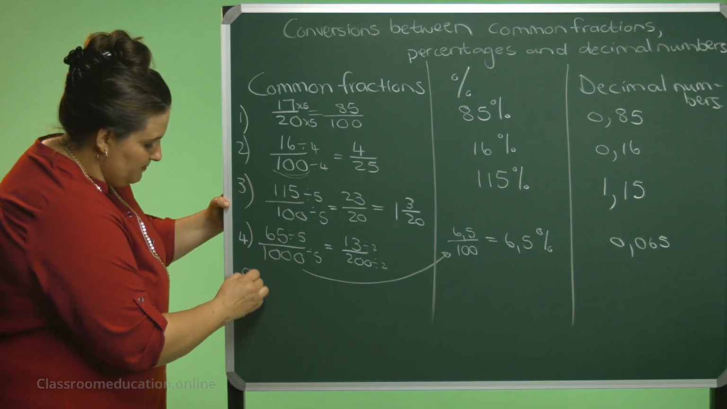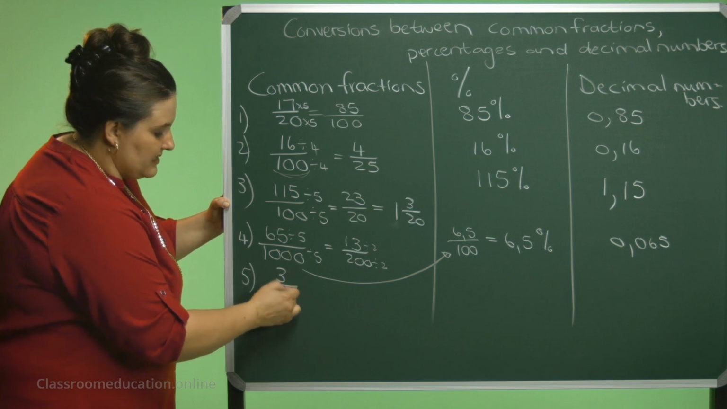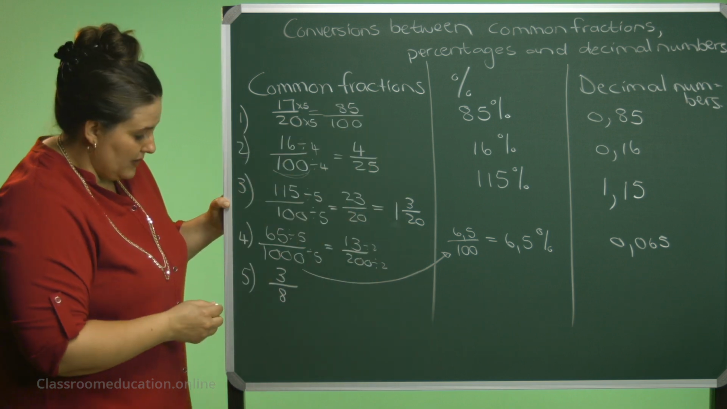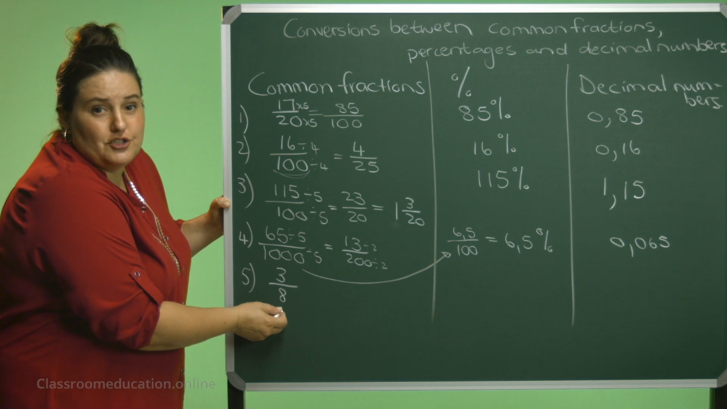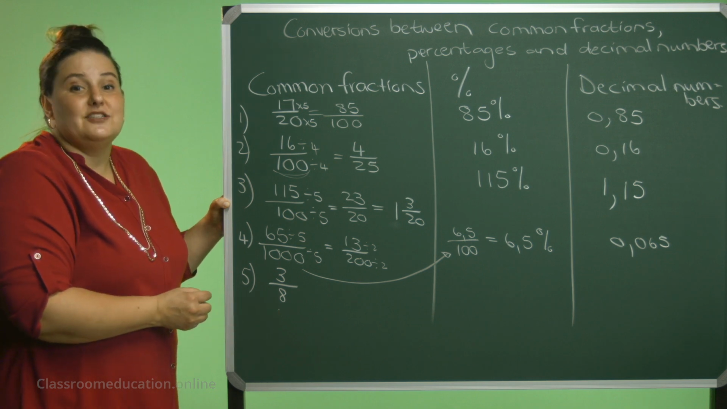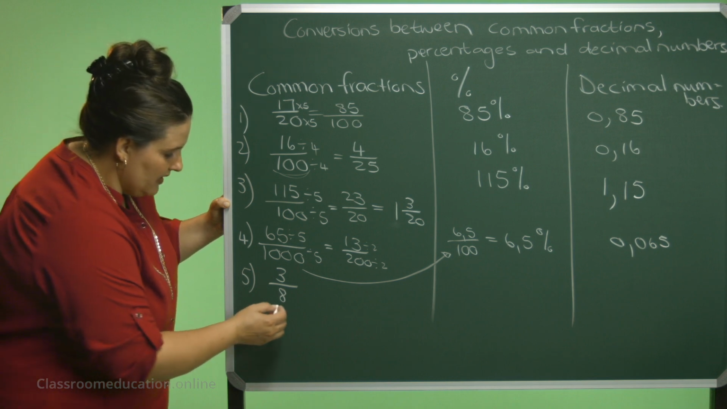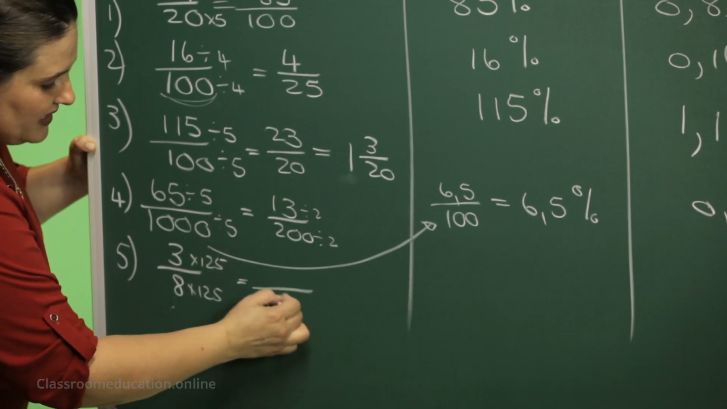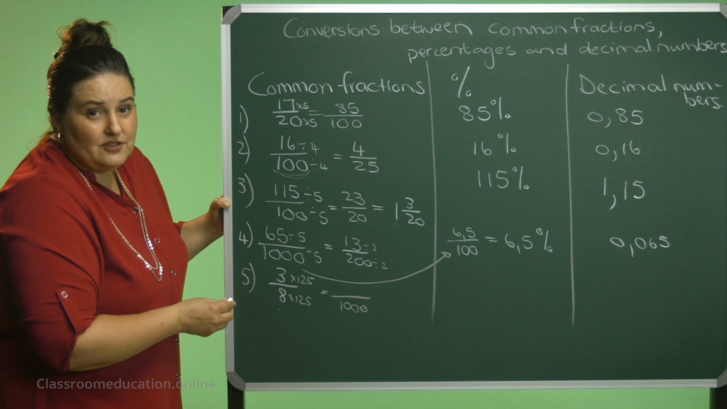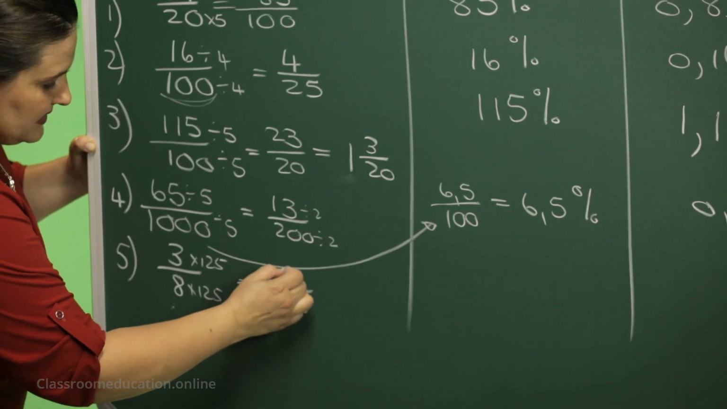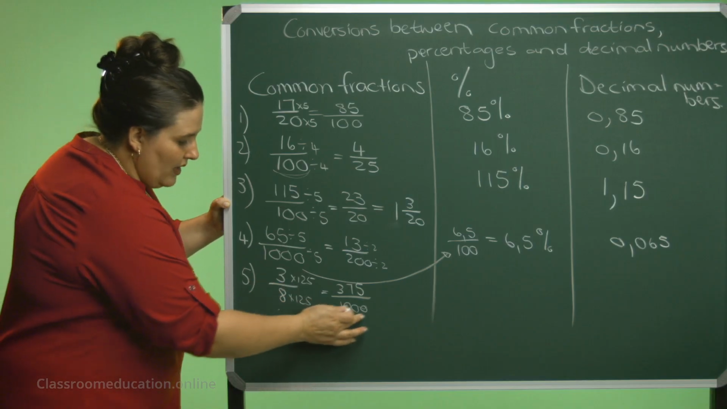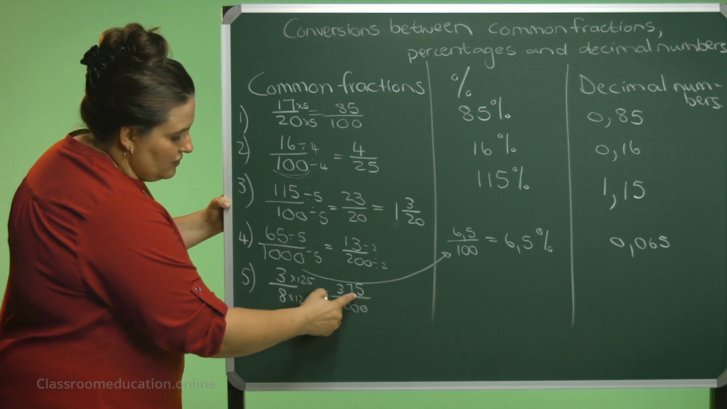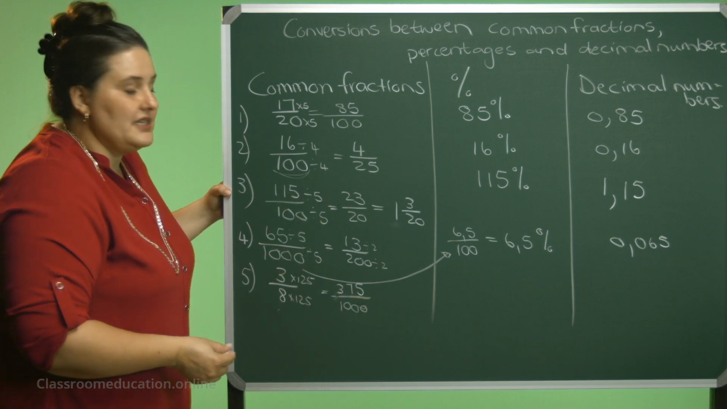Okay, number 5. How about 3/8? If you need to change that to percentages and decimal numbers. Can you remember about an 8? What should you remember? 8 times 125 is 1,000. So I can times that by 125, and then I will have a fraction out of 1,000. 3 times 125 will be 375. Now, once it's out of 1,000, I can change it to a decimal number. So 1, 2, 3, 1, 2, 3, the comma will be there, 0.375.